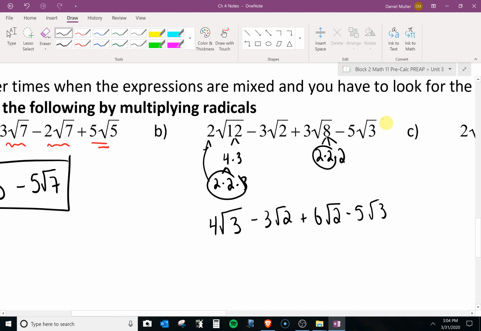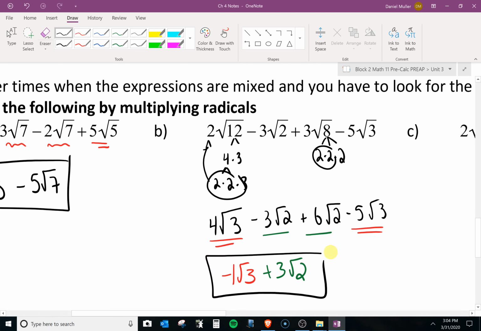So now I need to take a look and see, is there anything that's alike? So the 4 root 3 and the negative 5 root 3. So if I have 4 root 3's and I take away 5 of them, I'm left with negative 1 root 3. And then I see that there's these. If I have negative 3 root 2 and I add 6 root 2, well, I have a total of positive 3 root 2. And so that would be your final answer. Though it is worth noting, you don't actually need to have the 1 here. You could erase that and just have negative root 3 plus 3 root 2.